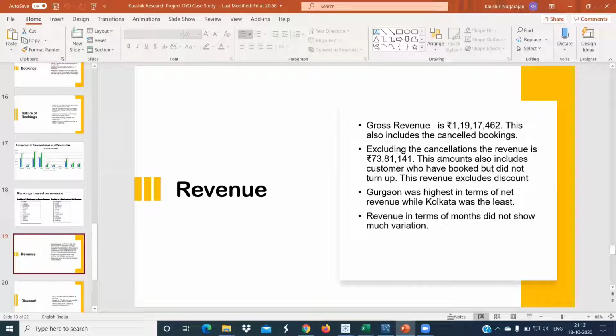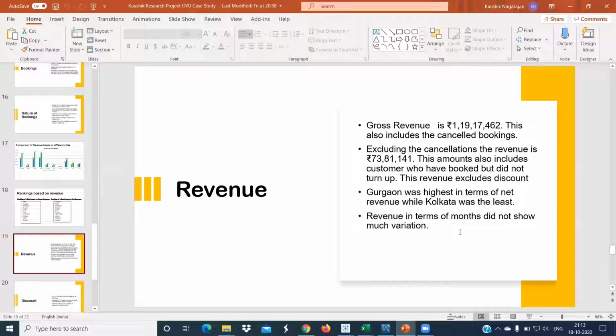So the gross revenue includes the cancellations, whereas the net revenue includes the bookings which people made and did not turn up. Gross revenue also includes the no-show bookings, while net revenue includes the people who have turned up and no-show bookings, but it does not include the bookings which were cancelled. Gurgaon was highest in terms of net revenue, while Kolkata was the least.